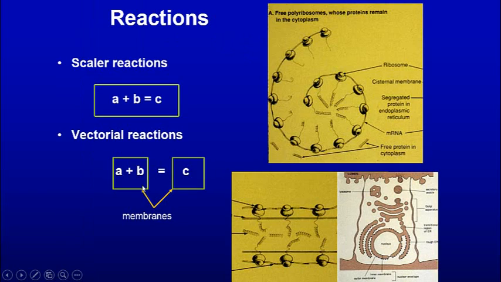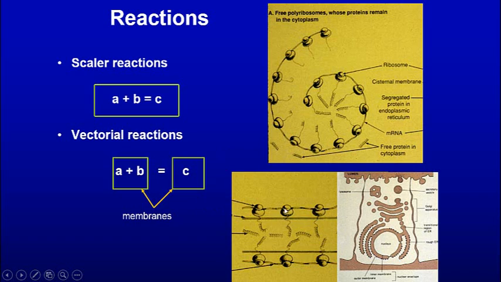Now, there are two types of reactions in the cell. We have a scalar reaction, and that's what happens in the cytosol, where you have precursor A and precursor B in the same package as product C. However, if you have membranes to partition cells, you can have a vectorial reaction. That is, you have precursor A and precursor B in a separate container than product C. And membranes allow you to facilitate that.